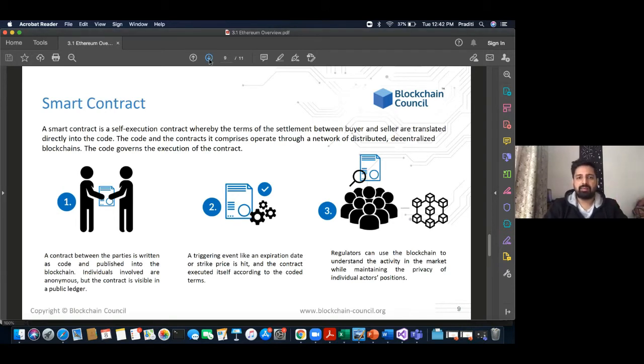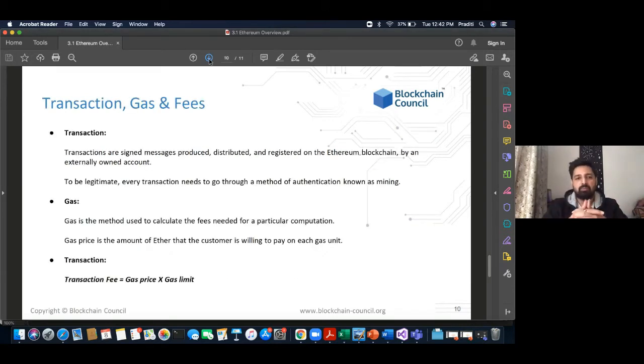I'm just going to give you one example of how smart contracts make it powerful right after this slide, because it's very important to understand the concept of how we build decentralized applications. So transaction, gas, and fee. Transactions are signed messages produced, distributed, and registered on the Ethereum blockchain by an externally owned account. Right now, all of us are in this forum. Let's assume that we have a blockchain network within us.